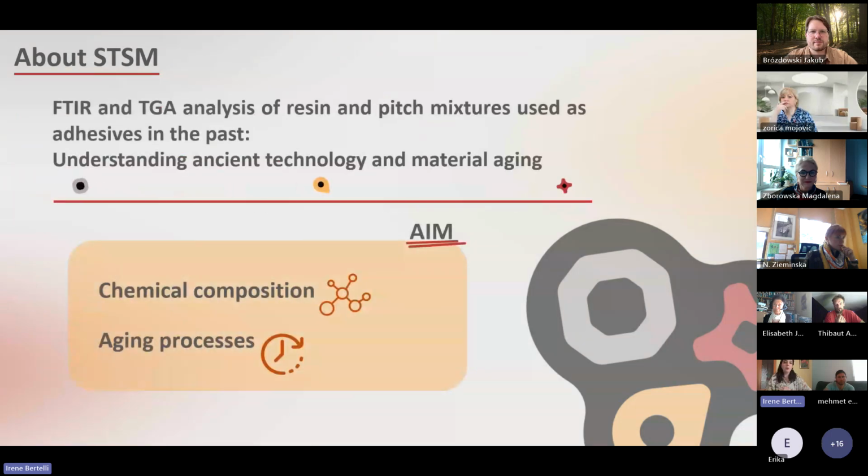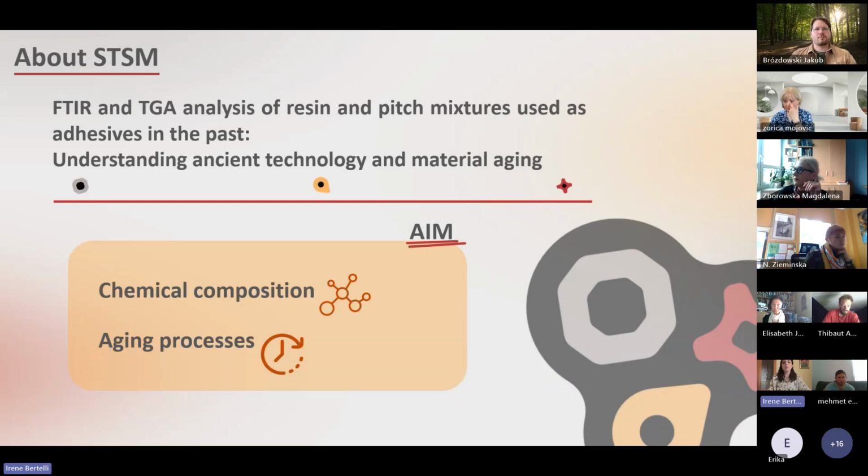But now I want to describe in more detail the project of this short period. The aim of this research was to analyze the samples under consideration in my PhD project by applying infrared spectroscopy and thermogravimetric analysis in order to obtain additional information on the chemical composition of these mixtures, compare this data with those I obtained through mass spectrometry in Pisa, and also obtain more detailed information about the aging processes of this material.